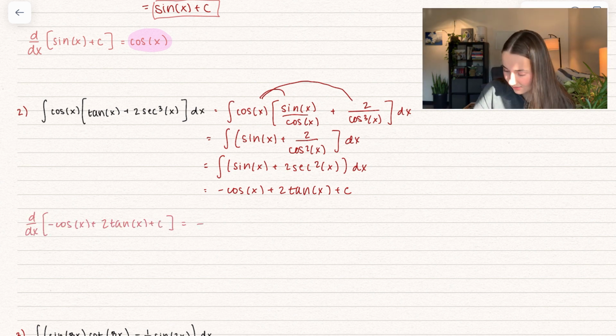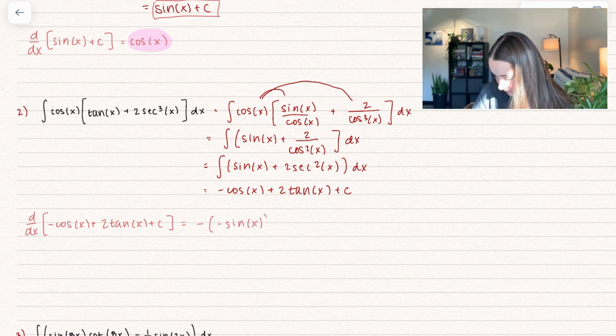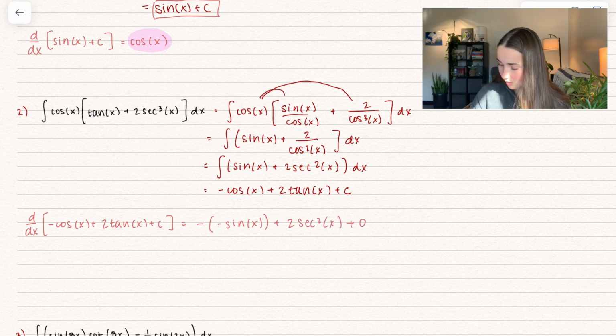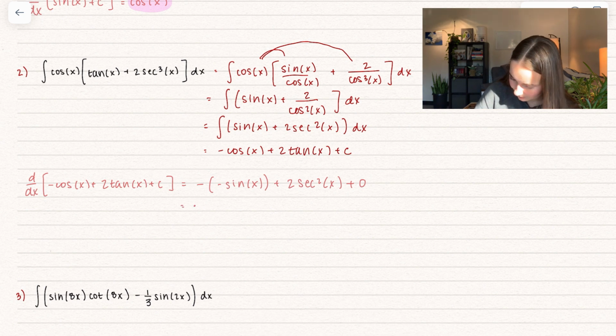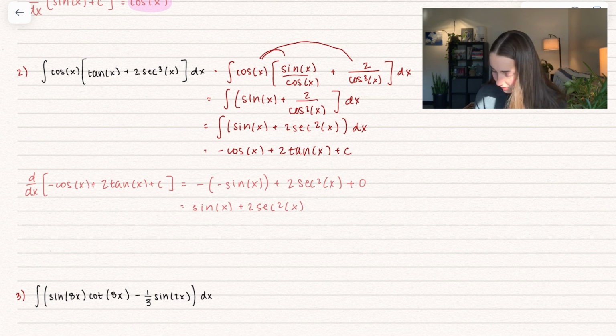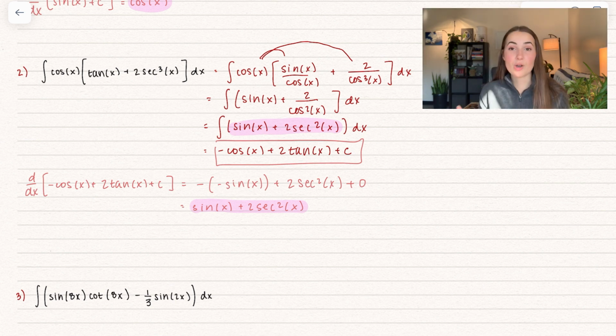So that negative hangs out, but the derivative of cosine is equal to negative sine of x. And that 2 also hangs out, and that becomes secant squared of x, and the derivative of c is equal to 0. So let's go ahead and rewrite this. This becomes positive sine of x plus 2 secant squared of x plus 0. So I won't write that. And let's go ahead and check it with our actual antiderivative. So this totally matches with what we took the antiderivative of, which tells us that this is going to be our solution. Let's go ahead and try one more.